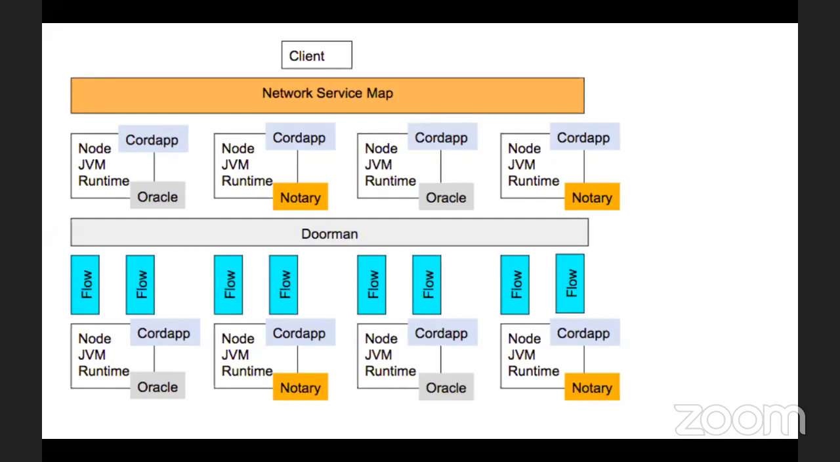When you look at the network architecture, the client talks to the network map service, part of the service hub. From there, there are the network map service and the doorman, right? The client talks to the node through the Corda app. The Corda app is hosted in the node with a deterministic JVM. If you have oracles, they will be talking through the Corda app. And then there are notary nodes and nodes which use an oracle here. Through the doorman, they talk to each other.